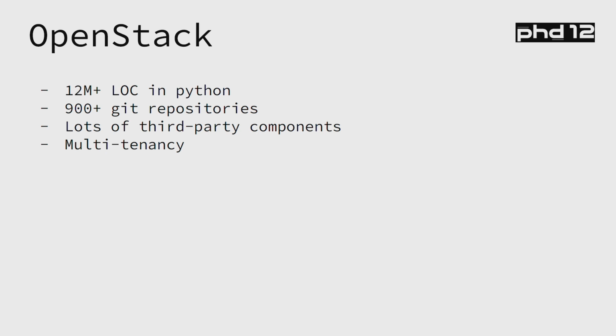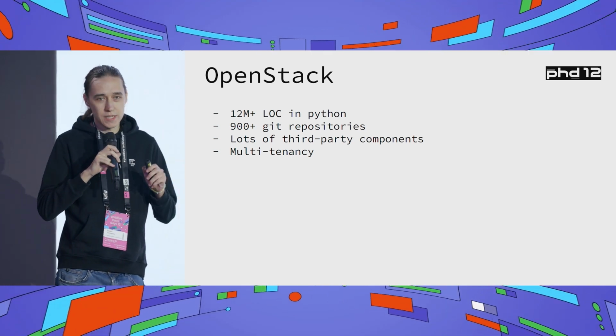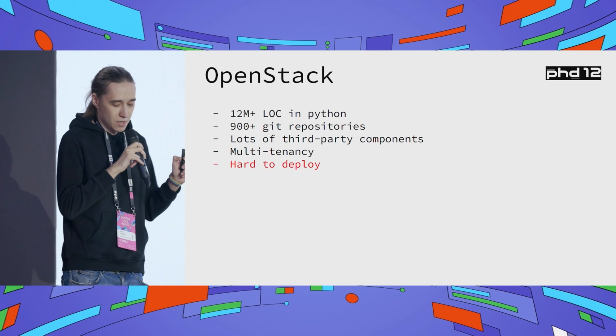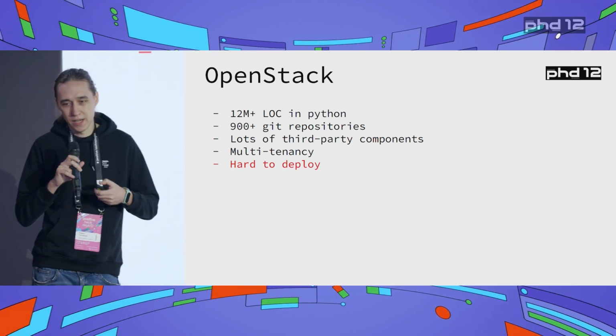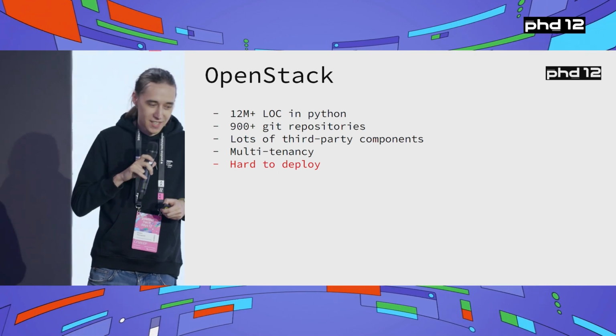OpenStack core or kernel has over 12 million lines of code in Python. For some reason, they take pride in it. Search me why. They've got over 900 Git repositories. They also have lots and lots of external dependencies on various binaries and hardware. And on top of that, they add the multi-tenant model, which makes it even more fun. Which means that OpenStack is very difficult to deploy.